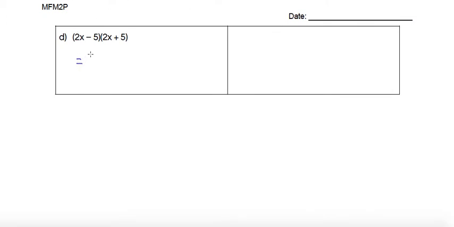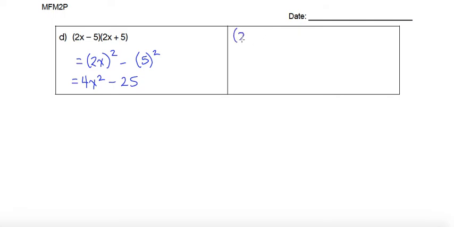Example D, my first term is 2x. I'm going to square that. My second term is 5. I'm going to square that. There's my minus sign in between. So 2x squared, so 2 squared is 4, so 4x squared. Take away 5 squared, which is 25.